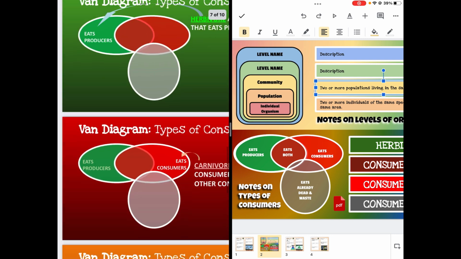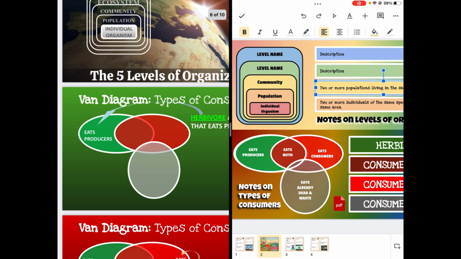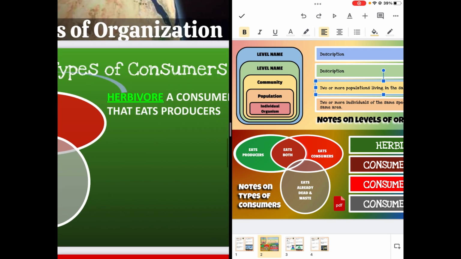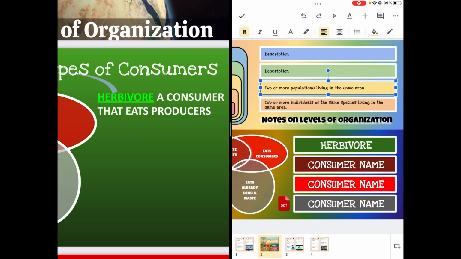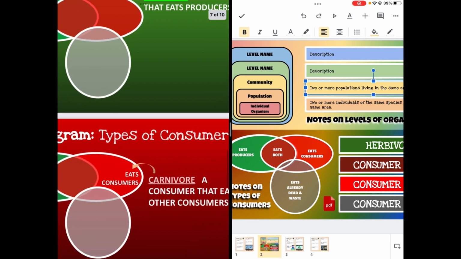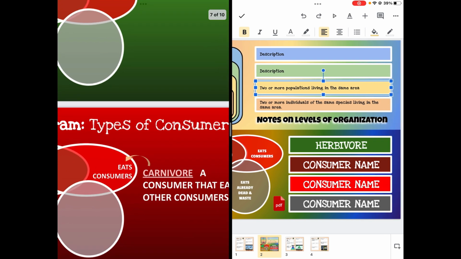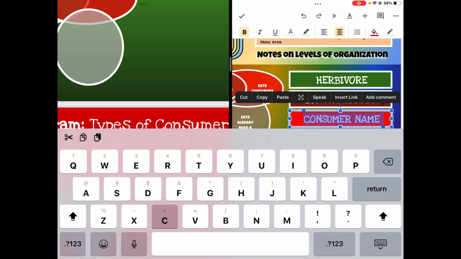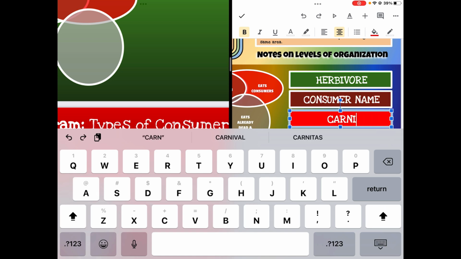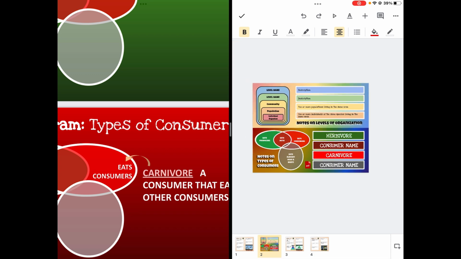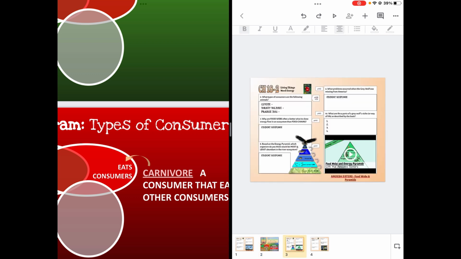The Venn diagram is less. So here, what's the green one? It's an herbivore. So I changed it to herbivore. The next one isn't the dark maroon one. The next one is the red one, which is a carnivore. A flesh eater. And we keep going. That one is a half point apiece because we're just writing the word, not the definition.